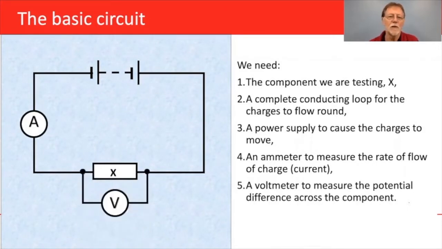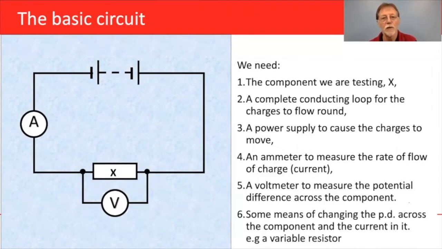As it stands, this circuit is exactly the same as the one you would use in calorimetry experiments to measure, say, the specific heat capacity of water or aluminium. The only difference is that X would be the immersion heater. But in this case, we need to achieve a range of potential differences and currents. So we need a means of altering that, which is where we have a variable resistor.